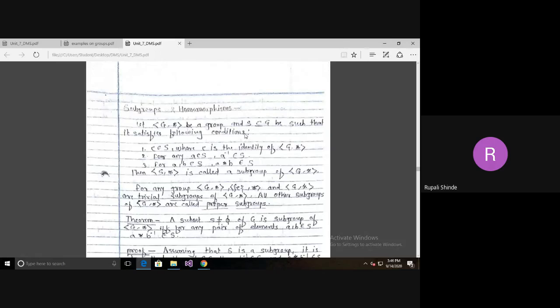Yeah. So subgroup means what? That group must be a subset of the given set. So if you consider G star as a group, here G is a set. Whatever we are going to consider as a subgroup, that is S, and that should be a subset of G. That's why I have written here G star be a group and S is a subset of G.